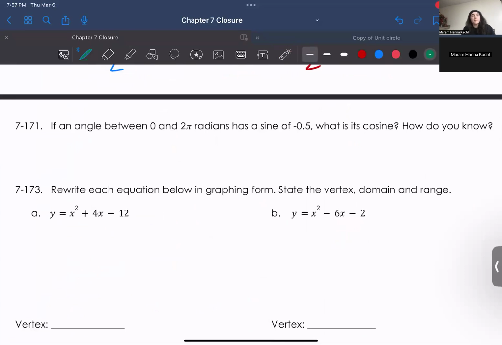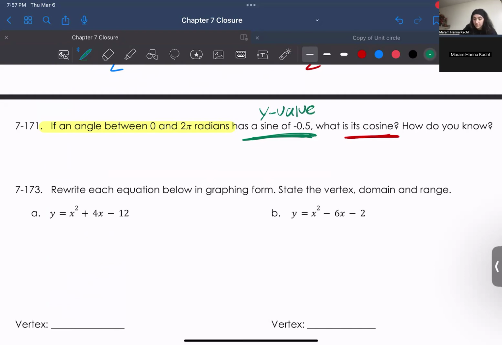That first question on the back side says, if an angle between 0 and 2 pi radians, so all this is really telling you, let's highlight it in yellow, is that I'm looking for an angle on the unit circle. The unit circle goes from 0 to 2 pi, and this is talking about an angle from 0 to 2 pi. If that angle has a sine of -0.5, what is its cosine? Well, first I want you to think about what sine means. Sine relates to y value.